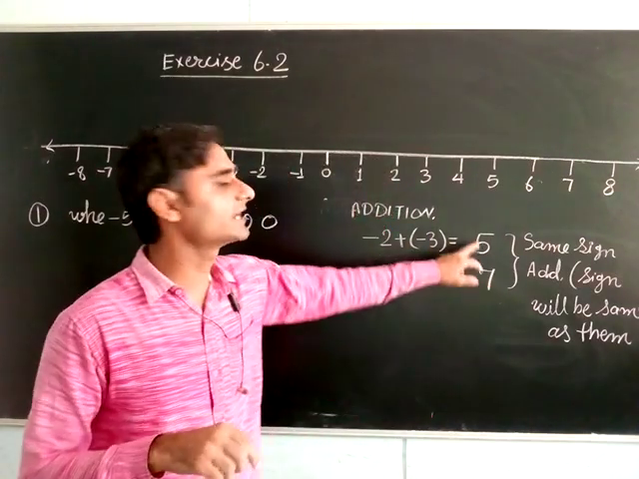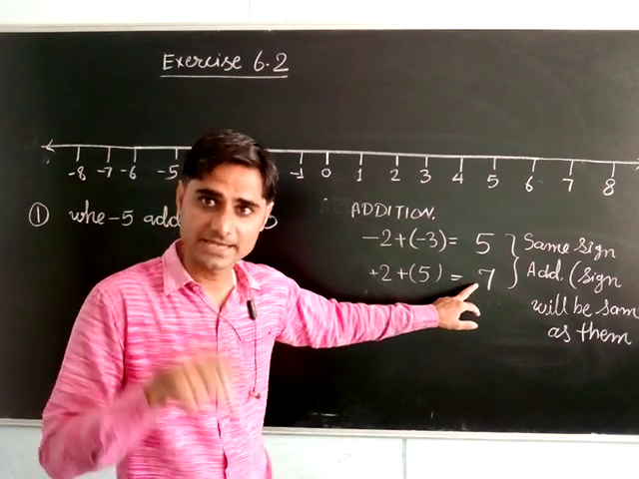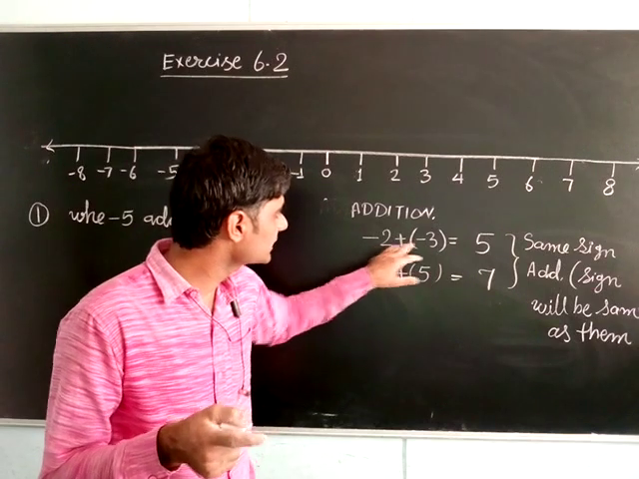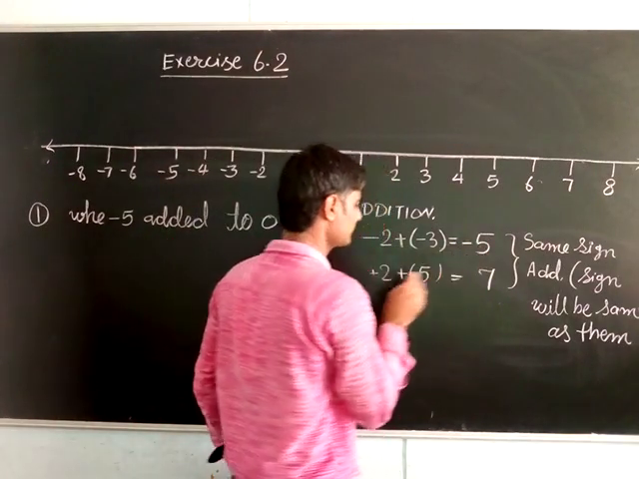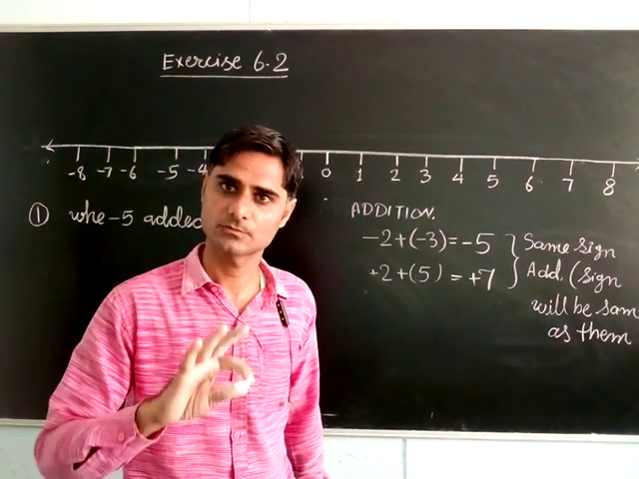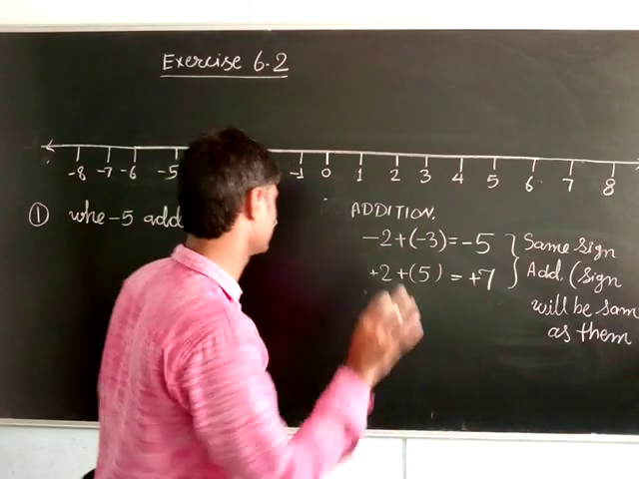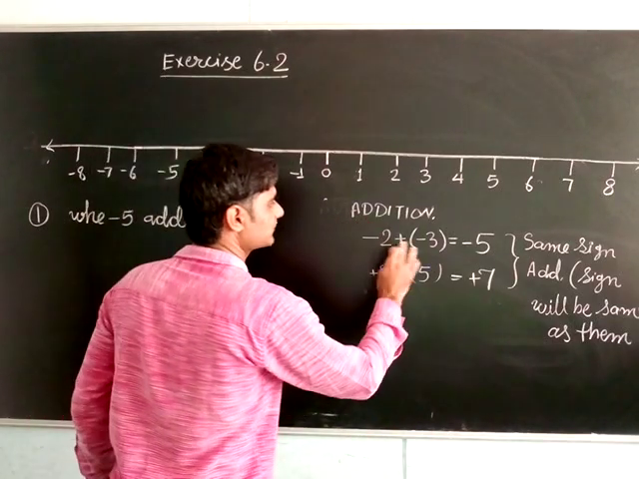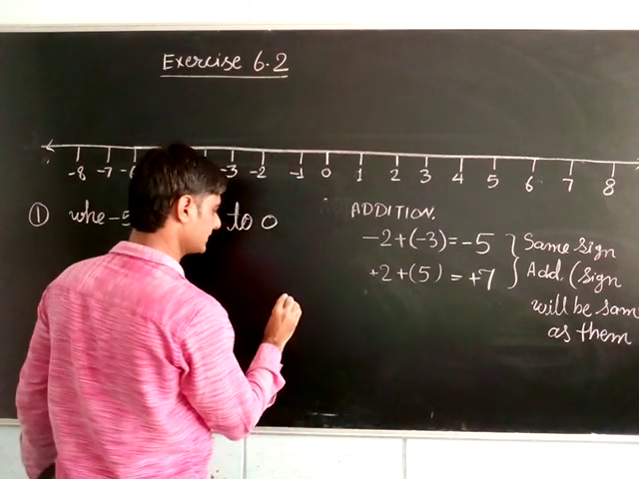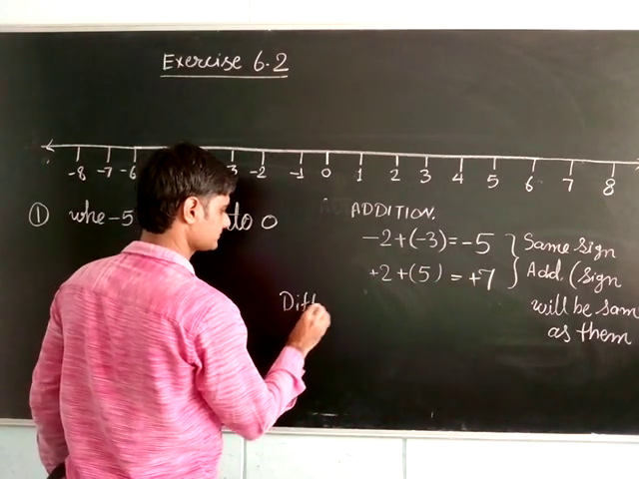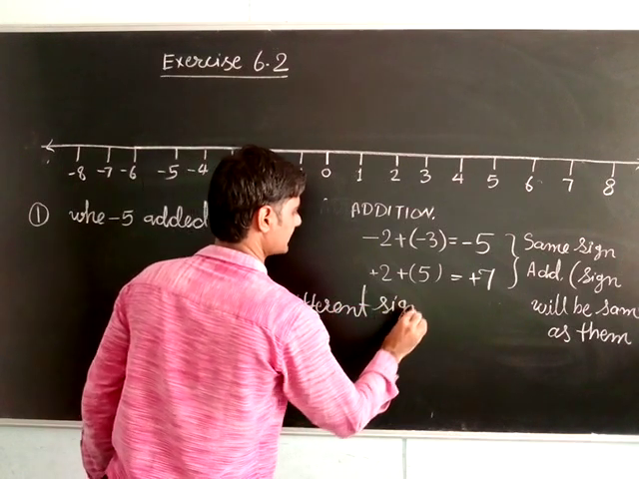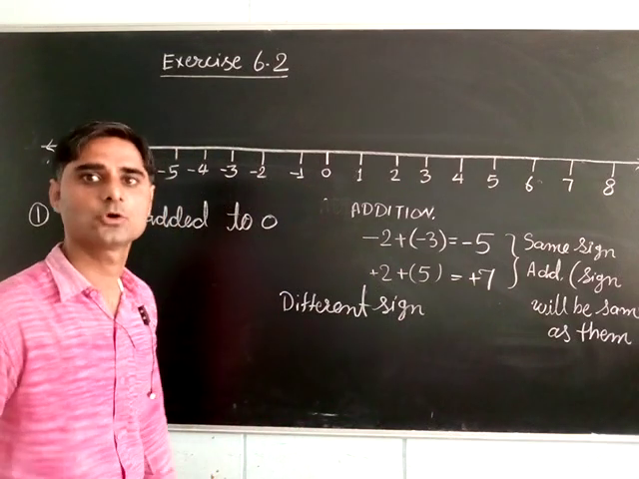Now the thing is, what sign will come? And the sign will be the same as that. What sign is there? Both are having minus, so here minus will come. What sign they both are having plus, so here plus will come. Got it? A very simple rule is there. Second thing, in addition, suppose different sign are there. Here we are saying same sign, and the second one is different sign. If different signs are there, then what will happen?